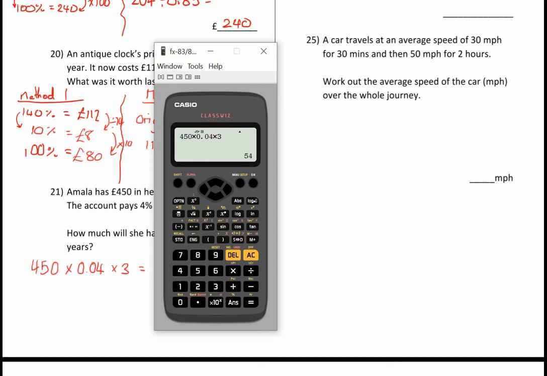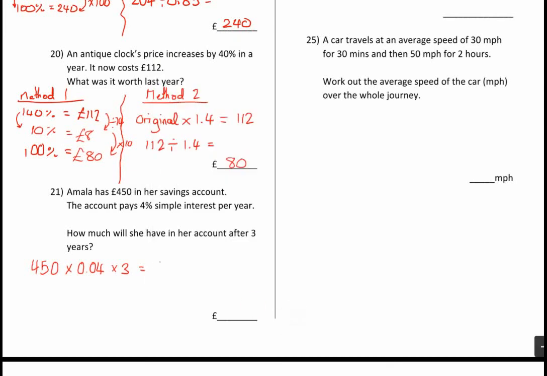So £54 is the total amount of interest, and we just need to add that back on to 450. And that gives £504.